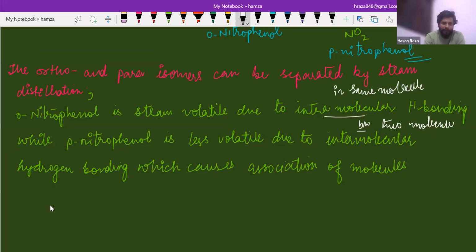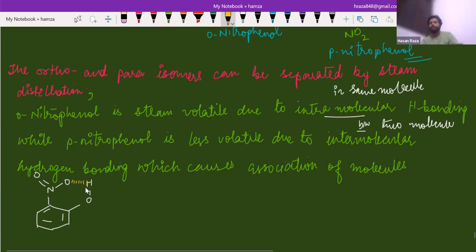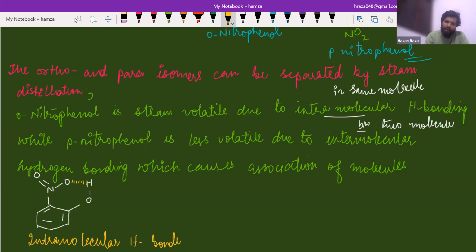Please be focused here. This is your orthonitrophenol, and I'm going to draw it. There will be a hydrogen bonding between oxygen and hydrogen, and you can see that this is inside the molecule. If there is hydrogen bonding within a molecule, that is known as intramolecular hydrogen bonding. Now, what is intermolecular hydrogen bonding?